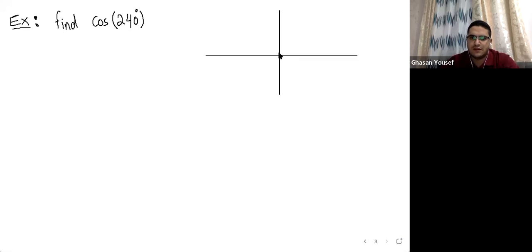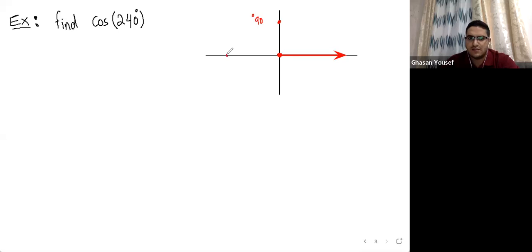must be here, the positive x-axis. This is my initial side. All the time, my initial side is here. Now, second step, you have to find where this angle is located. So as you see here, if you stop at this point, it is 90 degrees. The 240 is greater than 90 degrees.